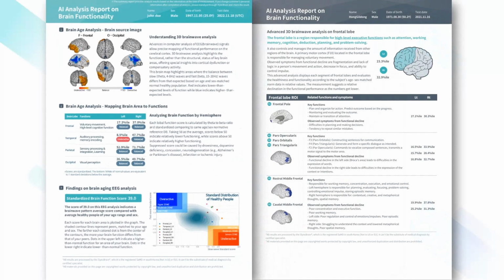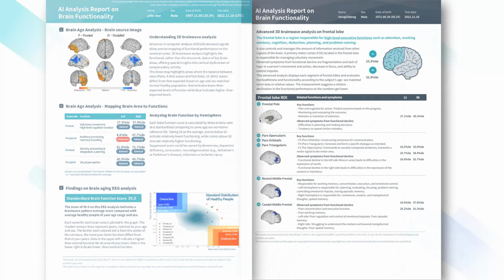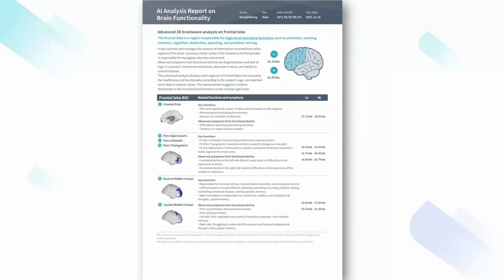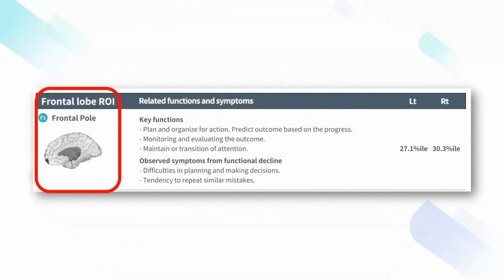So that gives you a summary of your whole brain, and then the rest of the report is going to start breaking down the actual lobes into regions of interest, or ROIs. We're not going to go over all of these, but we'll go over the first one, the frontal pole, as an example. First, on the left, you can see the name of the region, as well as highlighted in blue is where that region is. The blue here isn't showing overactivity, it's just saying that's where the frontal pole is in your brain.